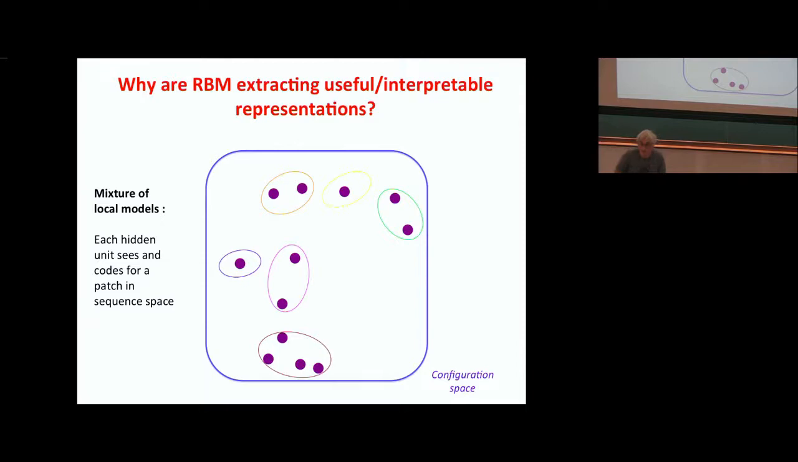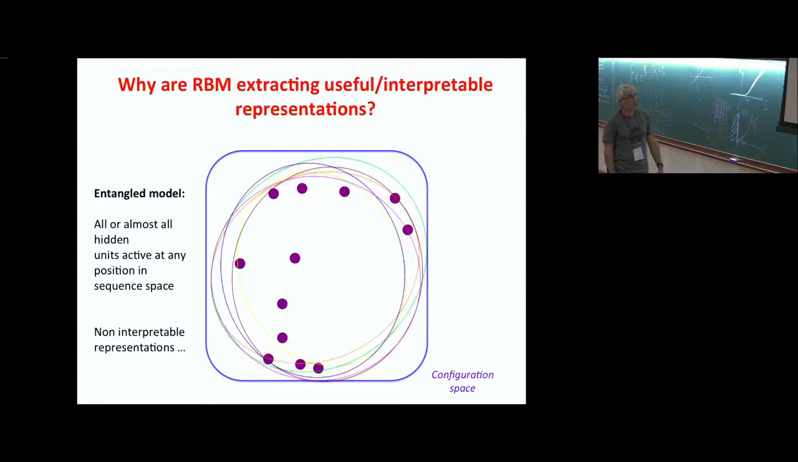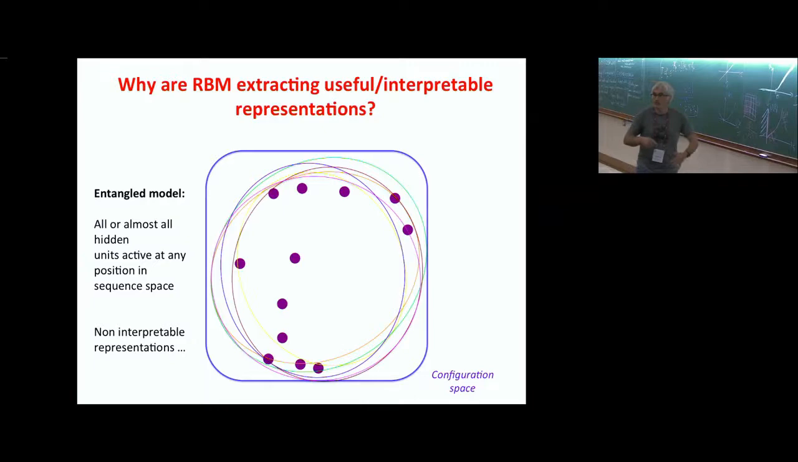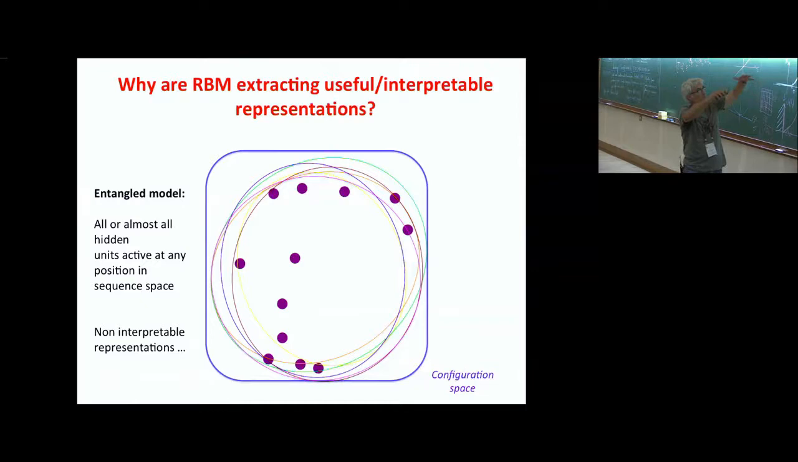Now you could have some completely different way, which could be an entangled model. I don't know how to call it, but anyway, that means all hidden units will be looking at a large part, maybe not everything as I plotted here, but at a large part of the configuration space.